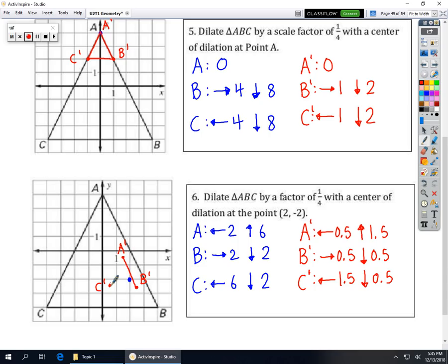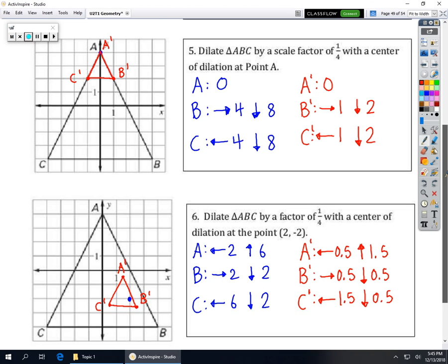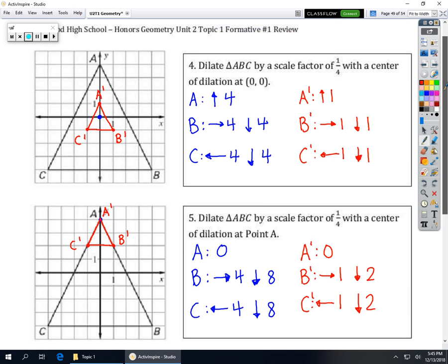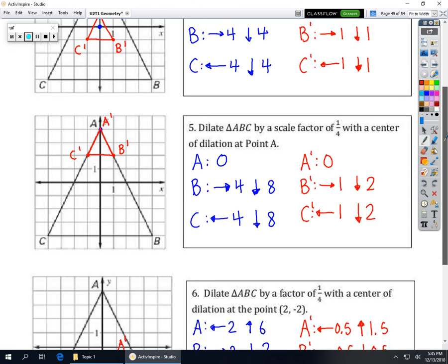1, 2, and 3. So, there we go. There's our dilation. If you notice, all 3 triangles that we have done are exactly the same size. They're just in different positions.